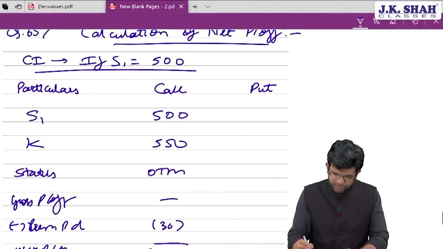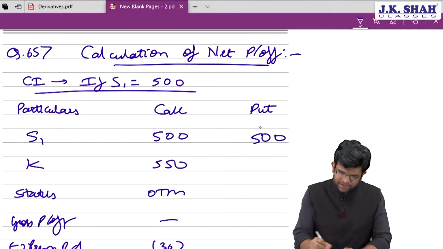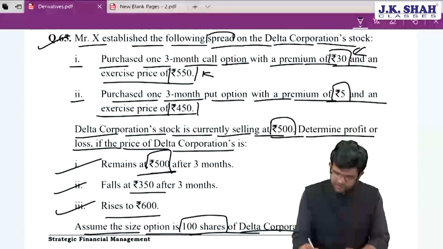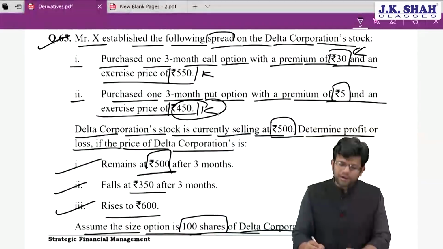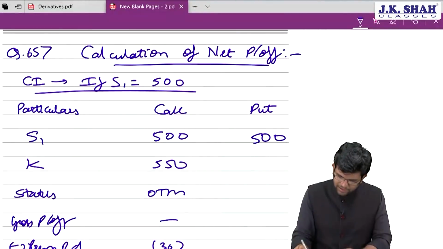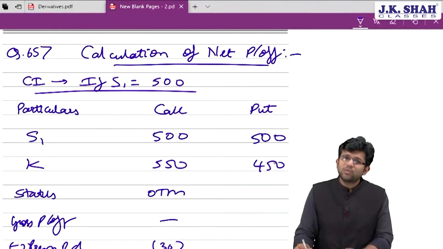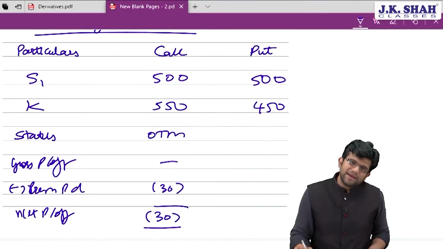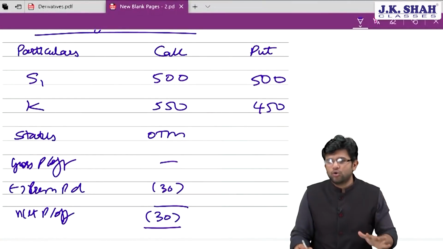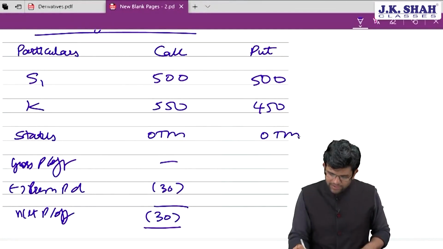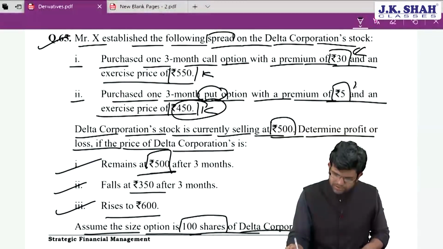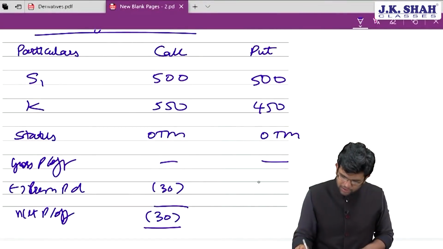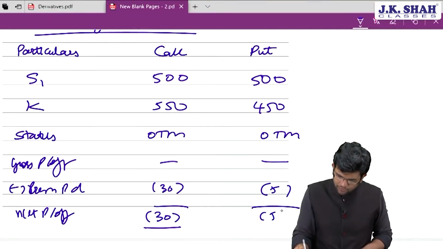Going to the put option, can I say the S1 is 500? What is the K for a put option? The K for the put option is 450, correct? I'll write down here 450. The S1 is above K. If the S1, students, is above K, can I say the put option is also out of money? I'll write down OTM. Therefore, gross payoff is 0. Premium paid for the put option, students, is 5. So I'll write down here 5 and my net payoff is negative 5.